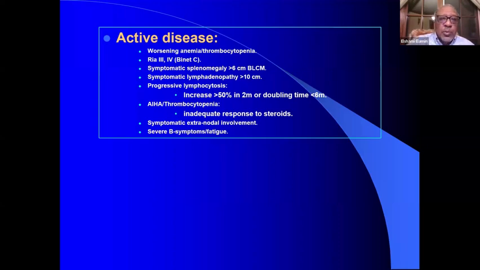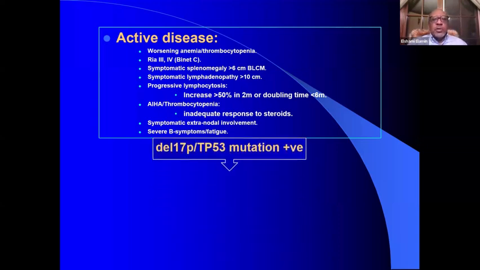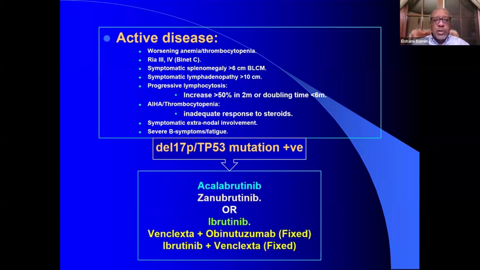Once you decide the patient has active disease and you have done the tests that we mentioned before initiating treatment, this first group is patients with deletion 17p or TP53 mutation positive. If they are mutated, your options are acalabrutinib or zanubrutinib. This is your first option. If not available, then ibrutinib, or fixed-duration Venclexta and Gazyva is an option. But non-fixed, continuous therapy is for the patient with mutated TP53.